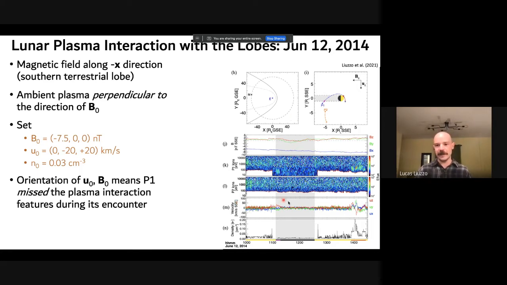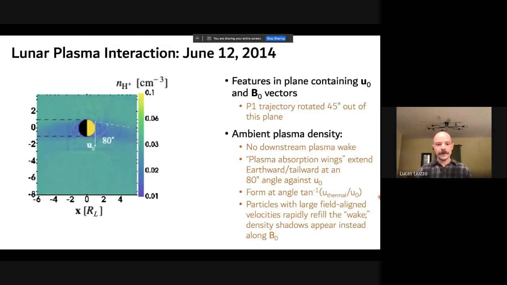So again, you can see here in the data, really the only feature associated with the moon that Artemis saw is this enhancement in the fluxes and the velocities when it passed through the lunar dayside ionosphere. But nonetheless, we're able to model this environment and see what Artemis could have seen if the trajectory were slightly more favorable.